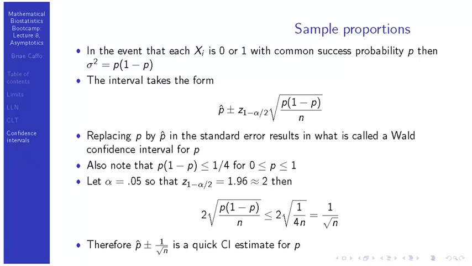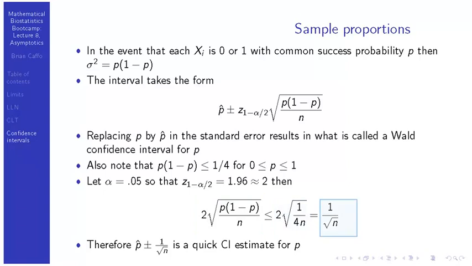So remember that the biggest p times 1 minus p can be is when p is a half. So this thing is less than or equal to a quarter, as long as p is between 0 and 1, which is our restriction because we're talking about a proportion or a probability. In this case, if we let alpha be 0.05 so that the standard normal quantile is 1.96, which is close enough to 2 among friends, let's just call it 2, then the margin of error part of the confidence interval, 2 times the square root of p times 1 minus p over n, works out to be 2 times the square root of a quarter divided by n, and so you wind up with 1 over the square root of n.